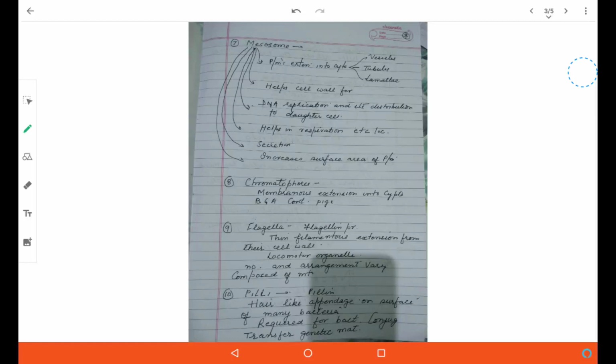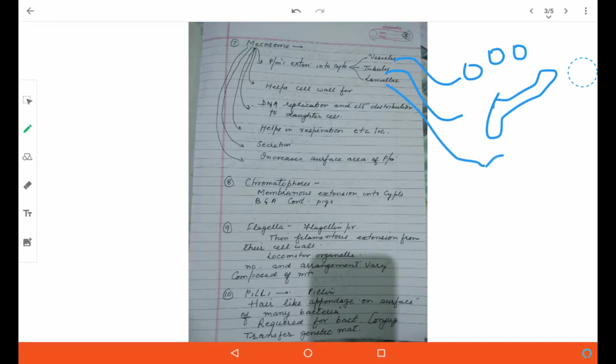Another most important thing which occurs in the bacterial cell is the mesosome. It performs a myriad of functions because membrane-bound organelles are entirely absent in prokaryotes. That's why most of the functions are performed by the plasma membrane and its modifications. The mesosomes are actually extensions of the plasma membrane into the cytoplasm. They can be in the form of vesicles, tubules, or lamellae.